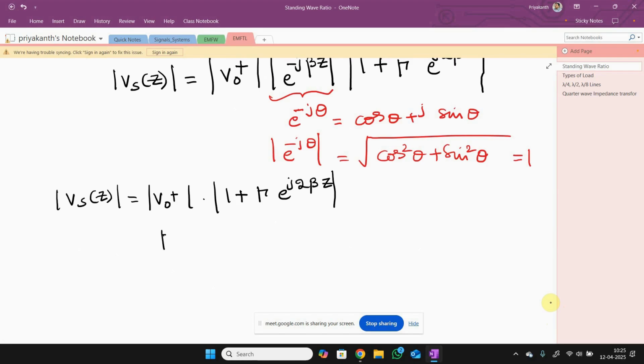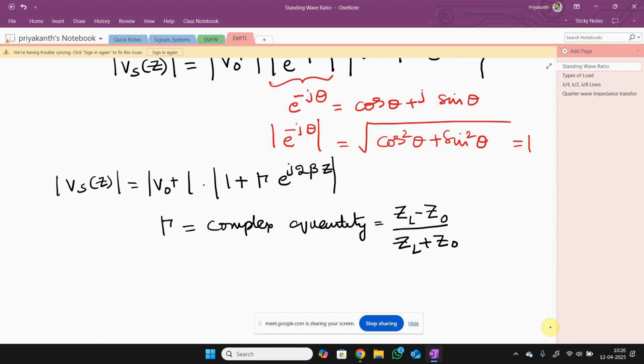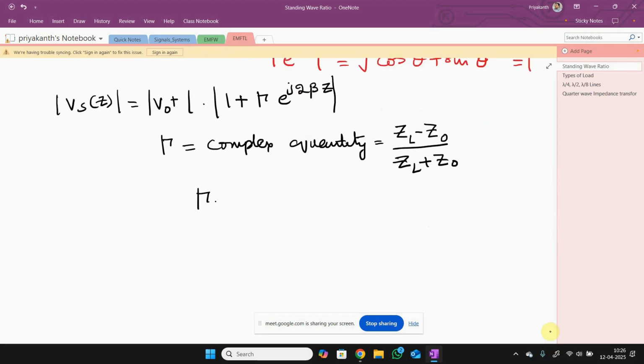And gamma, the reflection coefficient, is a complex quantity. Why is it a complex quantity? If you can recollect the formula for gamma, can you please check your notes and tell me the formula for gamma? ZL minus Z naught by ZL plus Z naught. Okay, right? Since this deals with impedances, and impedance is a complex quantity, gamma is complex. So gamma can be represented in its polar form, that is, magnitude and phase.